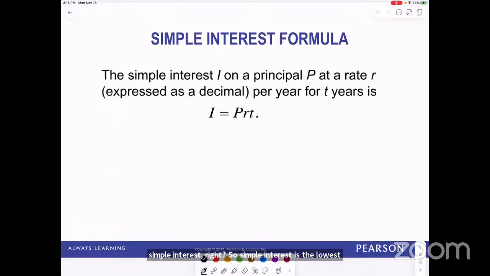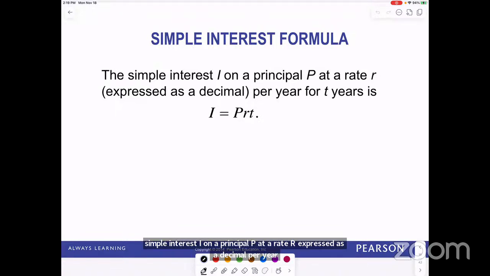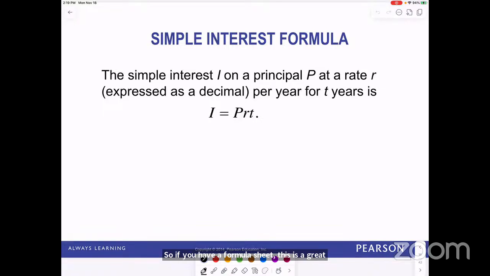As you see here, the interest equals PRT, I equals PRT. So the interest equals the principal times the rate times the time. Again, this is the lowest form of interest that we have. The simple interest I on a principal P at a rate R expressed as a decimal per year for T years is given by this. So if you have a formula sheet, this is a great formula to include on your formula sheet. Again, this is the simple interest formula, the lowest form of interest that we have.